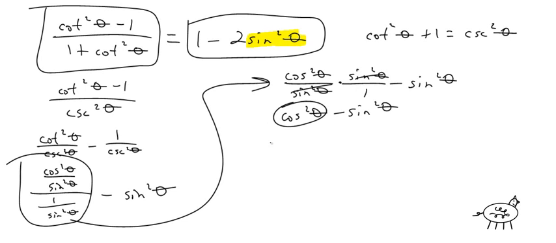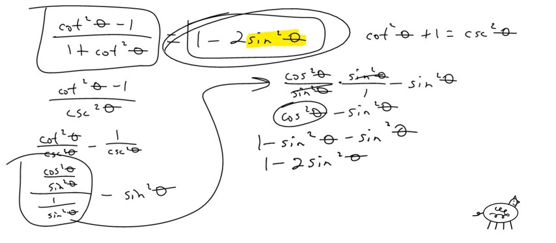Well, what's cosine squared of theta? Isn't it 1 minus sine squared of theta? And then minus sine squared of theta? So it's 1 minus 2 sine squared of theta. Hey, hey! Look at that! That's what we have here, math fans. Equals 1 minus 2 sine squared of theta. Okay, we're done with that. That was pretty mellow. I like that.